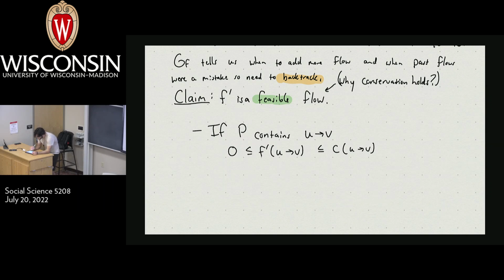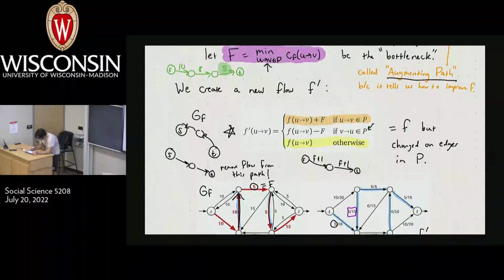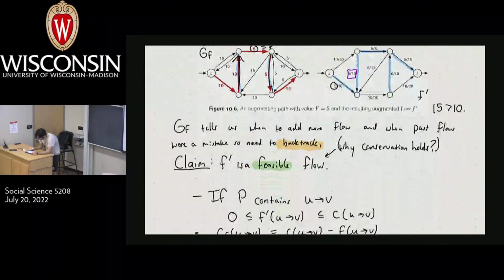Now, if P contains U to V, we know the residual CF of U to V is equal to C of U to V minus the flow from U to V. We also know that F prime of U to V, by definition, let's check it, is the flow from U to V plus F.